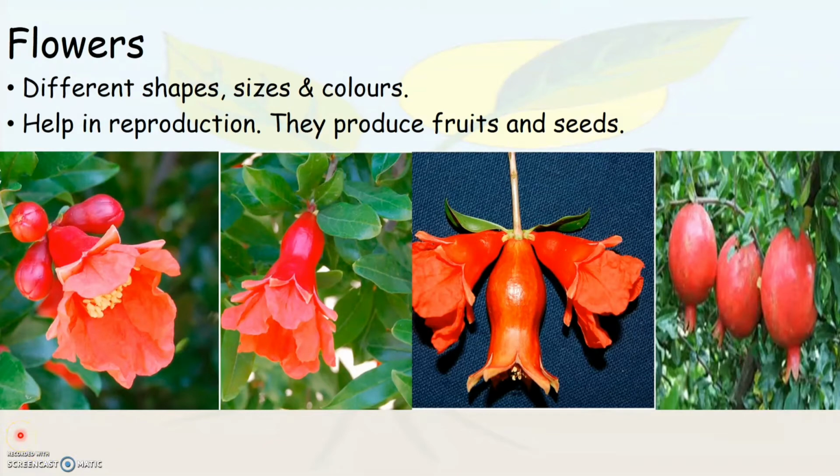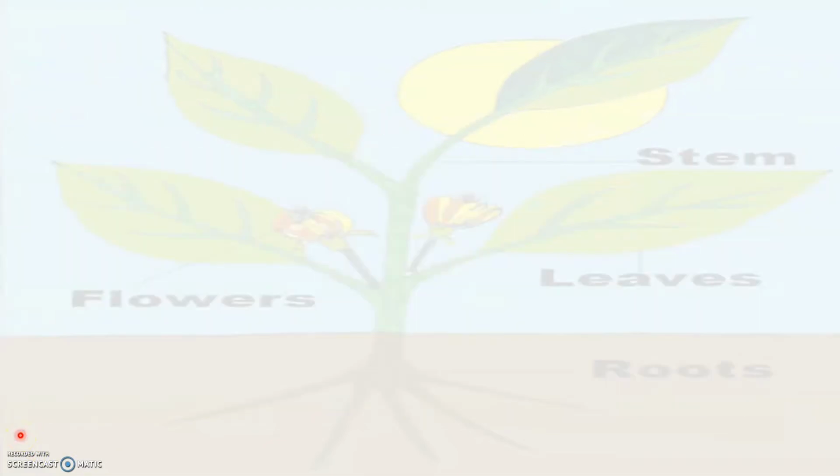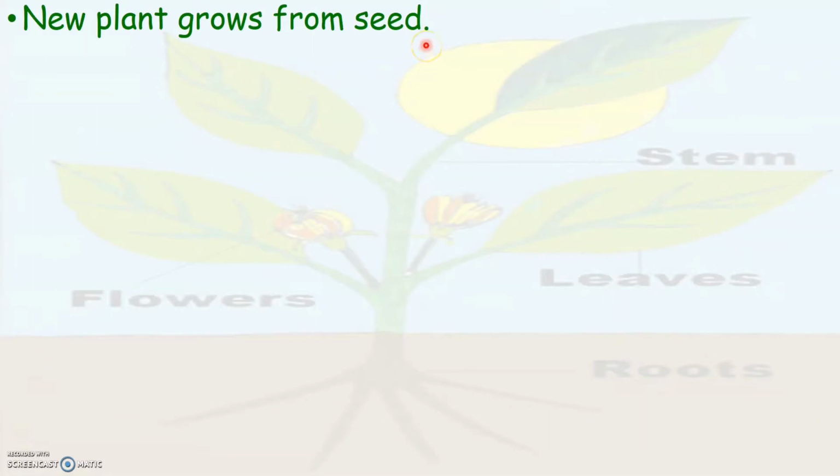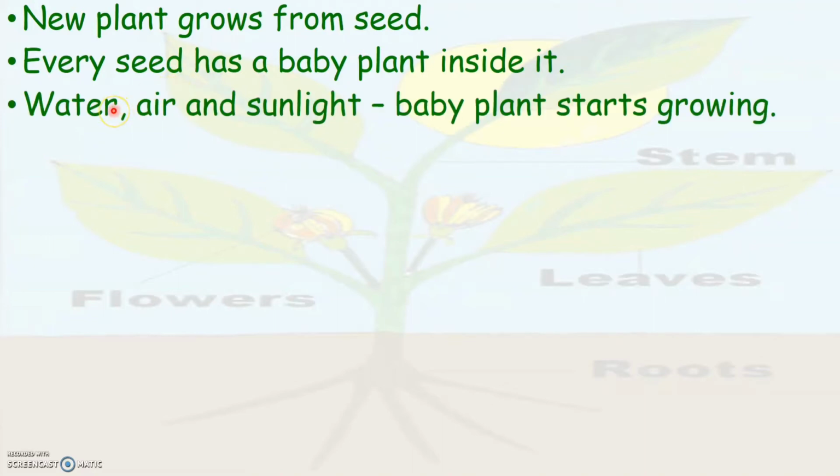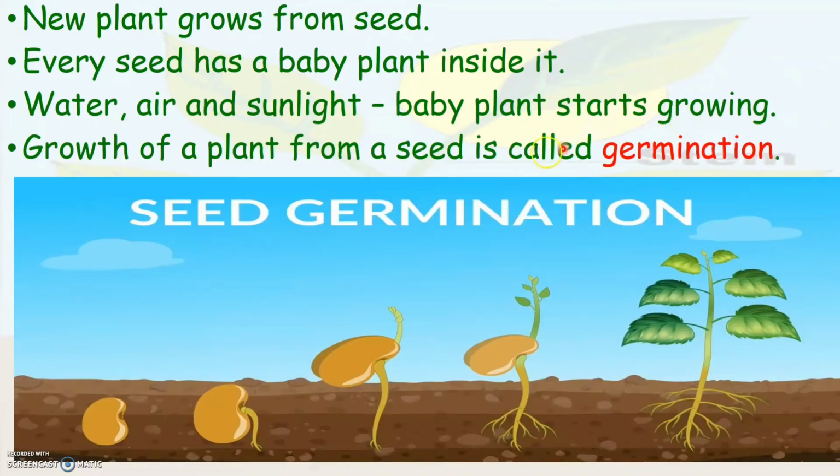We will now see how a new plant grows. Most of the new plants grow from their seeds. Do you know that each of the seeds contains a baby plant inside it? Now once the seed is exposed to proper amount of water, air and sunlight, the baby plant that is there inside the seed starts growing. This growth of a plant from a seed is called germination.